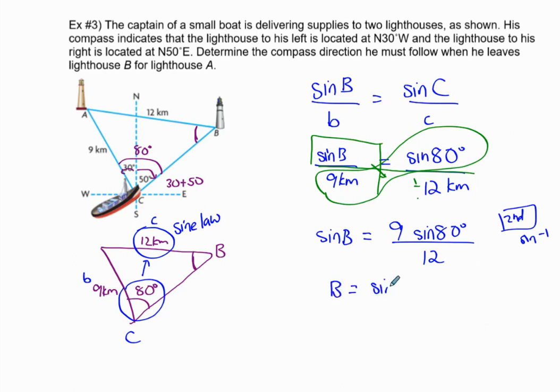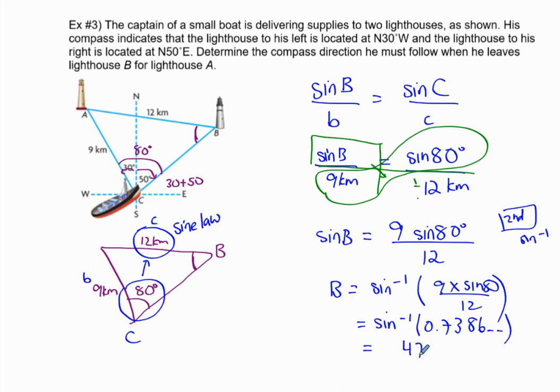So B will be second function sine, and then 9 times sine of 80 divided by 12. So 9 times sine of 80 divided by 12 turns into 0.7386, and so on. Second function sine of that, and we end up getting that B equals 47.6127, and so on, degrees.